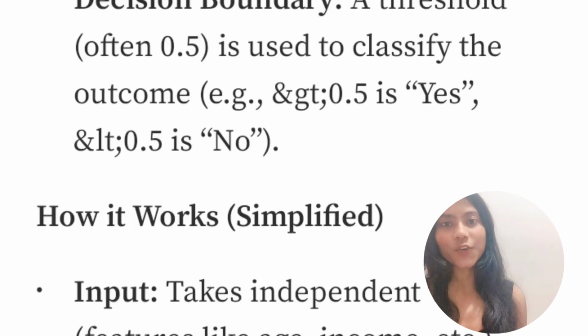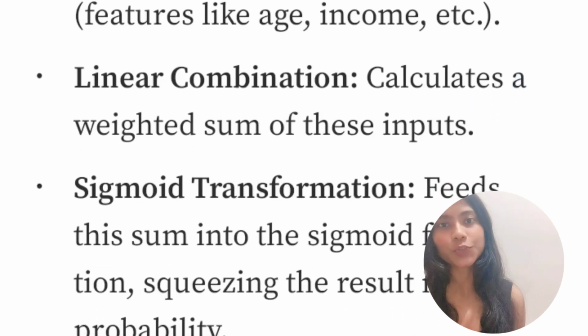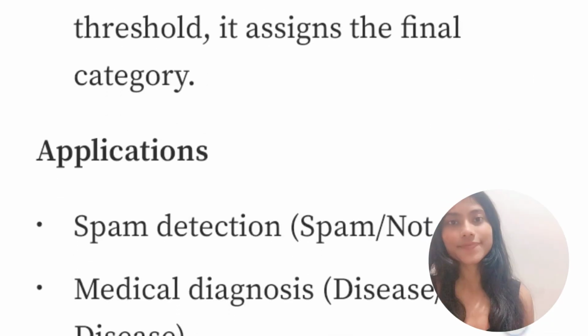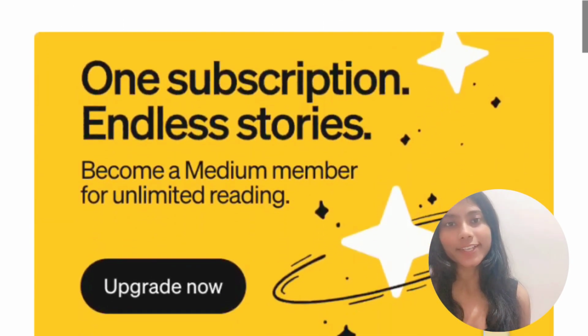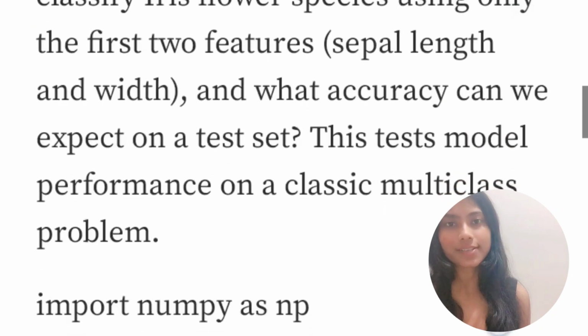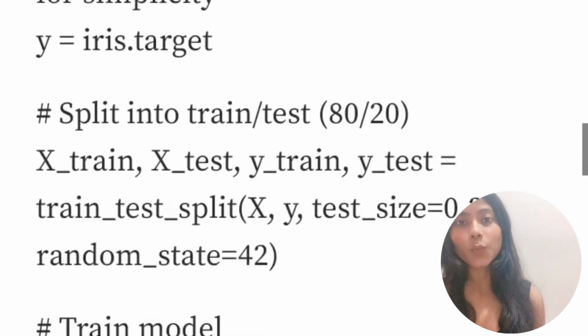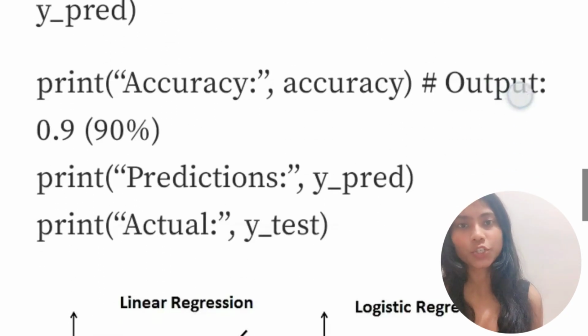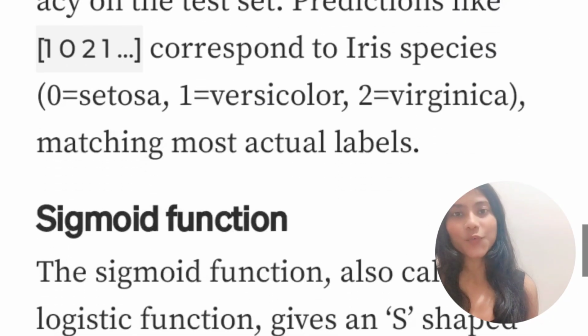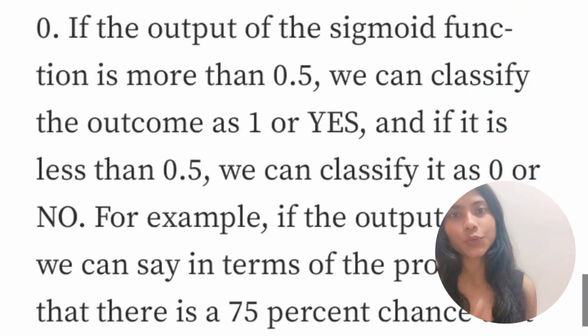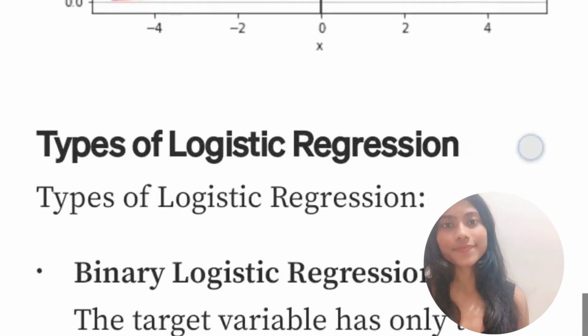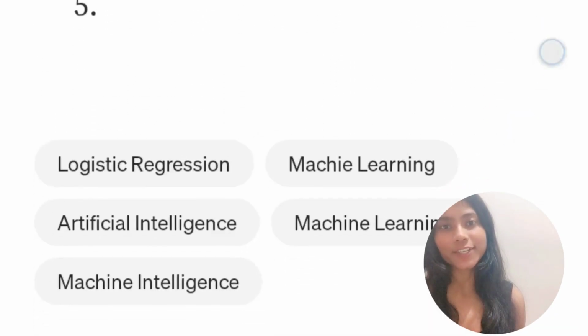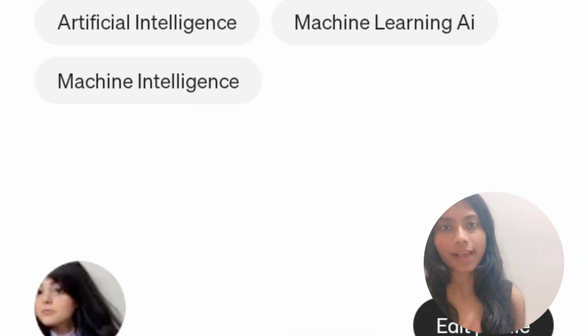Now you might ask, why can't we just use linear regression for this? The problem is that linear regression can give values less than 0 or greater than 1, which makes no sense for probabilities. Probabilities must always be between 0 and 1. That's where logistic regression comes in. It fixes the problem. Logistic regression uses something called the sigmoid function.